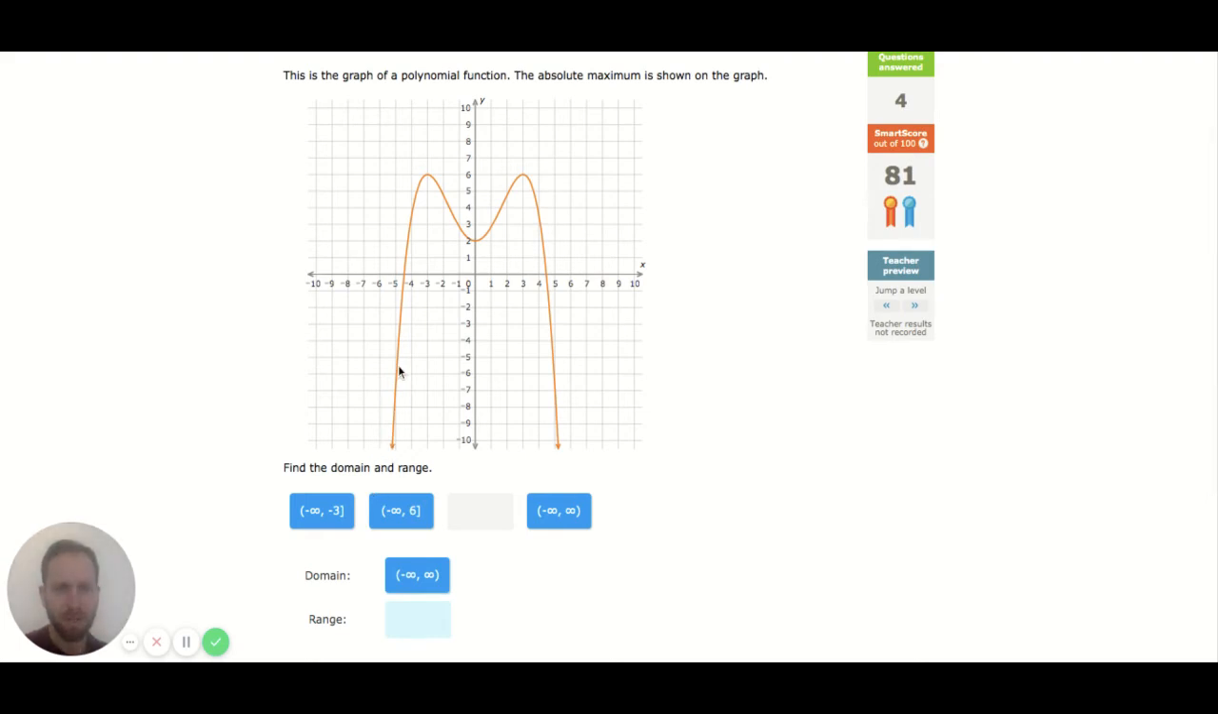Now, in terms of the y-axis, it's going down, so it's negative infinity. But does it stop at, sorry, negative 3, positive 6, or does it not stop going up? Let's see, it looks like it's hitting positive 6 and positive 6. So this is the highest point right here, positive 6. So we're choosing this one.